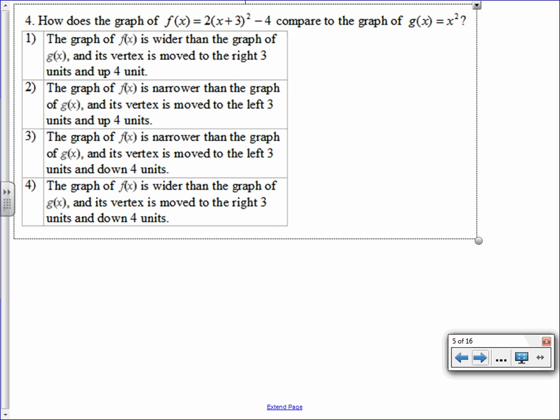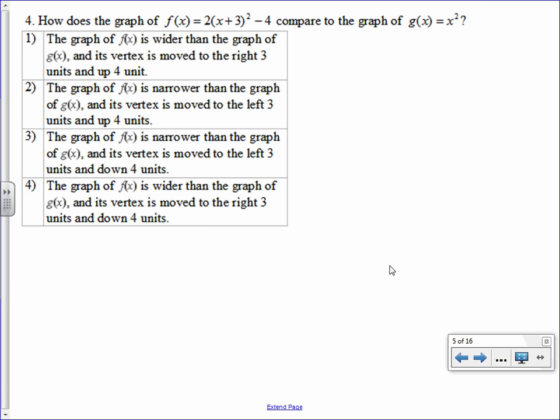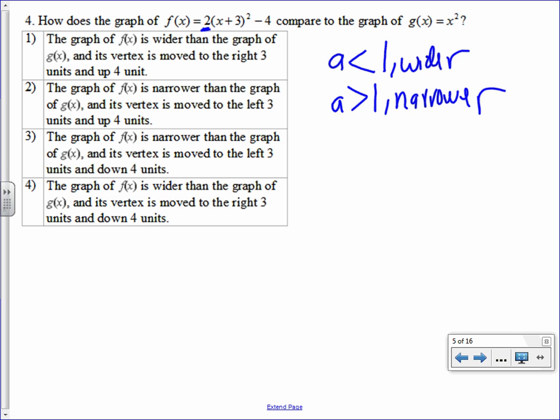Well, this has to do with transformation of functions. If there's a number in front, this is going to either make it wider or narrower. If this value, let's call it A, is less than 1, it gets wider. If it's greater than 1, it's narrower. So being how this is bigger than 1, it's going to get narrower, so it can't be choice 1, and it can't be choice 4.